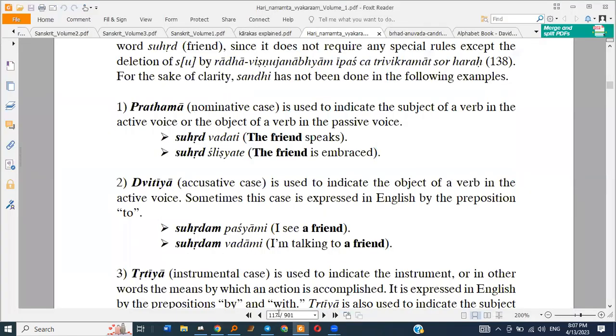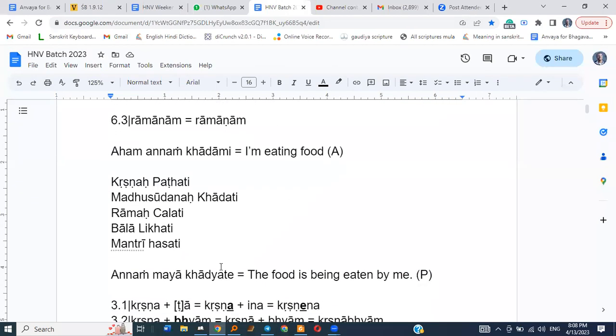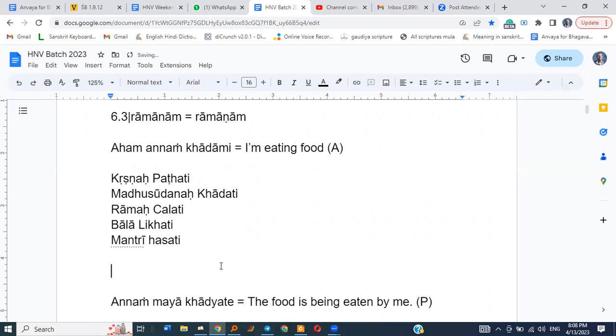Then the second case, Dvitiya, accusative case, is used to indicate the object of a verb in the active voice. Sometimes this case is expressed in English by the preposition to. So the second case, Dvitiya Vibhakti, is used to indicate the object of a verb in active voice.